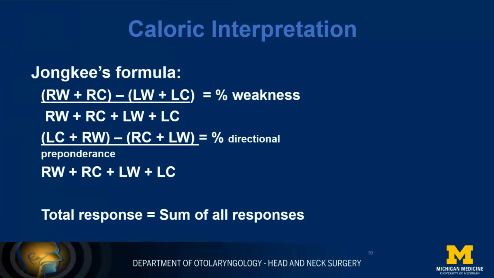When we do caloric interpretation, we have two different numbers that we get from it. Traditionally, you think of it as a unilateral weakness, so calculating the difference between the two ears, but you can also calculate a directional preponderance. So which was stronger, the warm response or the cool response, or which was stronger, right beating nystagmus versus left beating nystagmus. You can also report on the total response or the sum of all responses, just to talk about the overall responsiveness of the system.